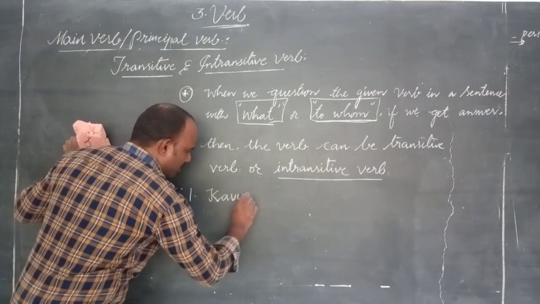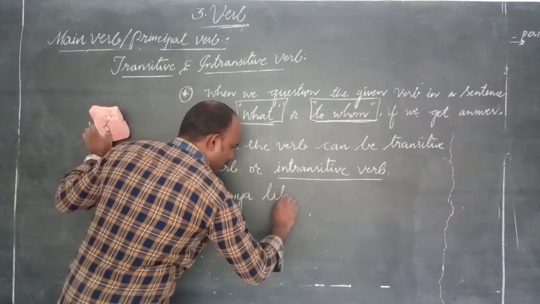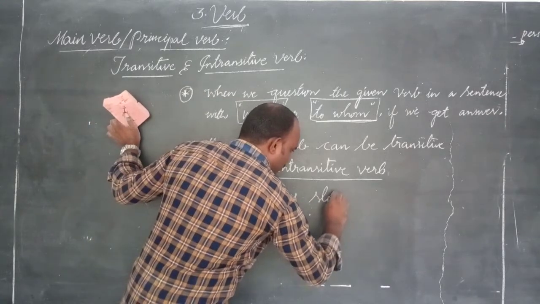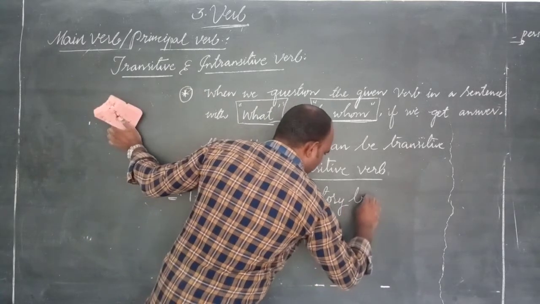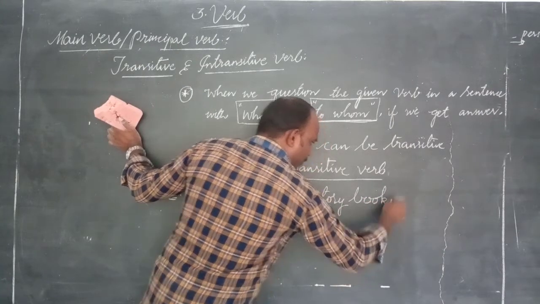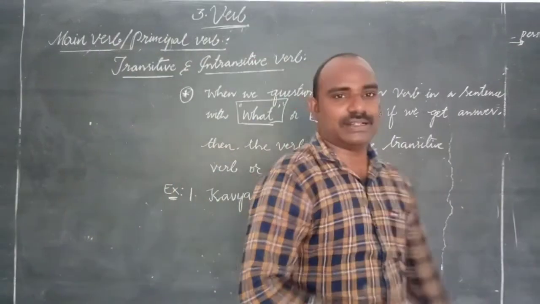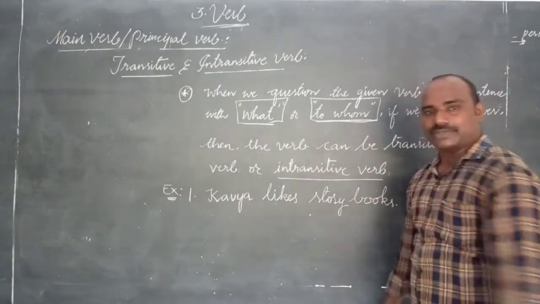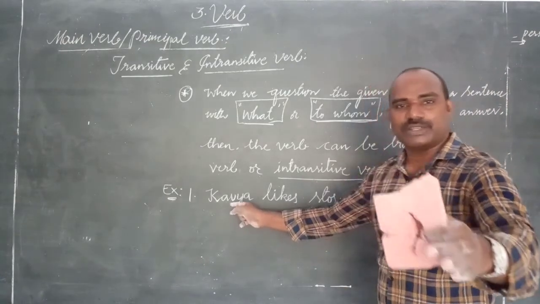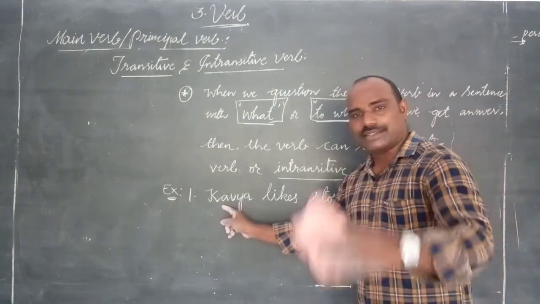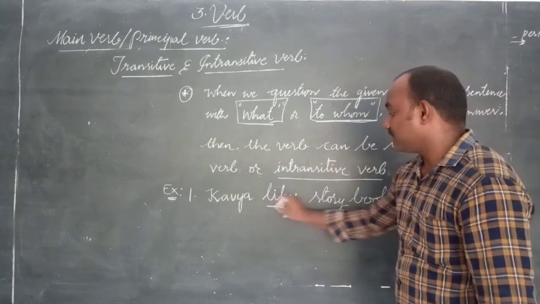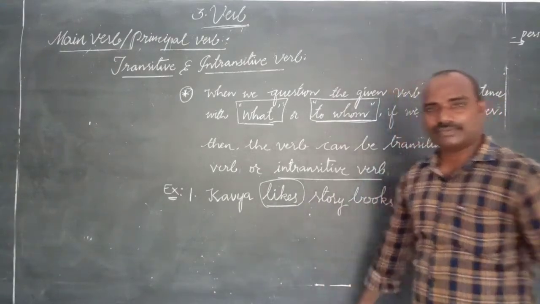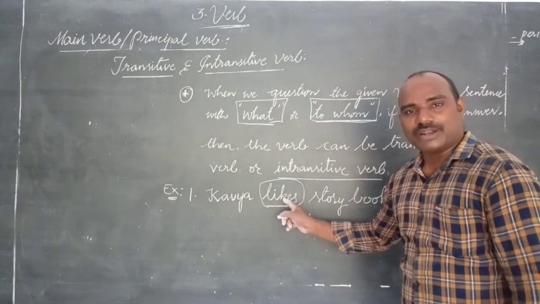Kavya likes storybooks. This is the sentence. See, identify the verb in the sentence first of all. Kavya, of course, is a name, the doer of the action, so it is a noun. Likes is the main verb. Storybooks, of course, is the object.